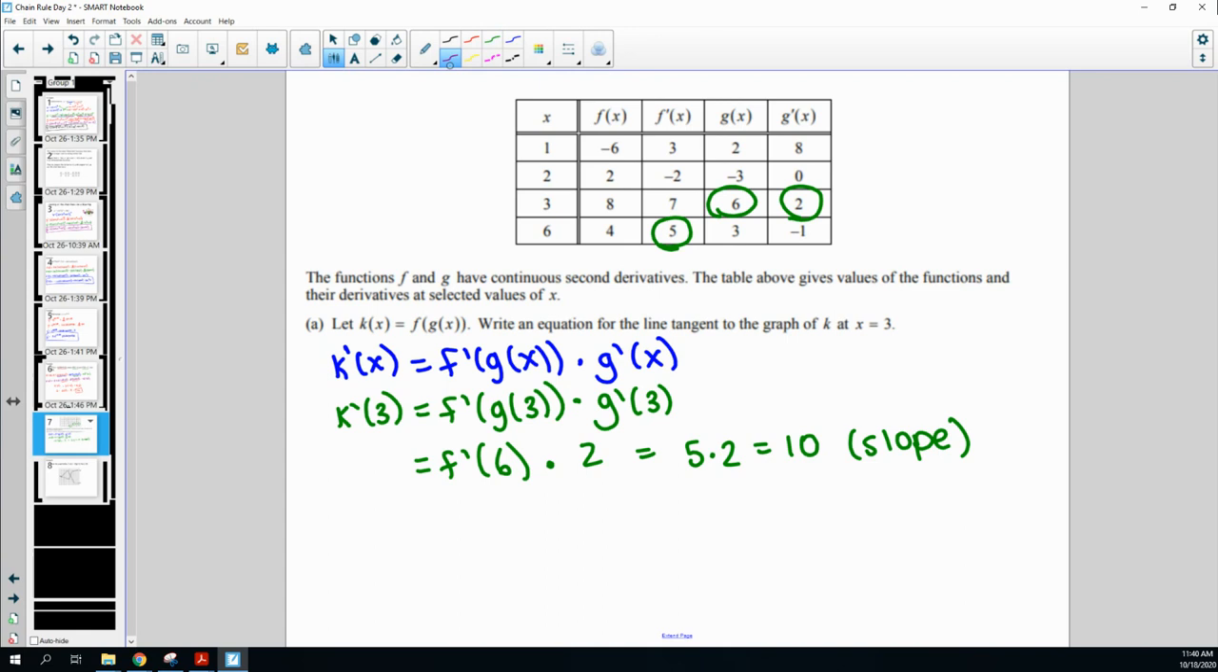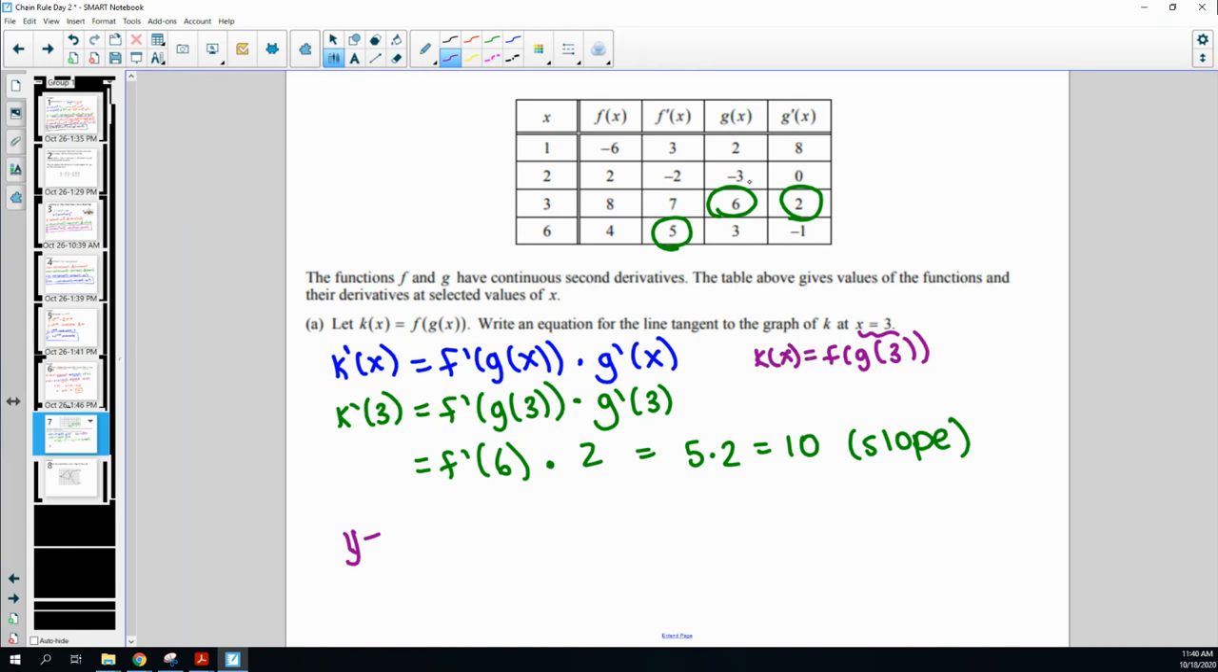And if I want to find the equation of the tangent line, I need to figure out the point at 3. So I have 10, y minus the y value. Since we're trying to find the line tangent to the graph of k, and k is f of g of x, I've got to figure out the point I'm using. So if x is 3, f of g of 3, this is going to be what k of x is. Since they didn't give me the point, I need to figure it out.